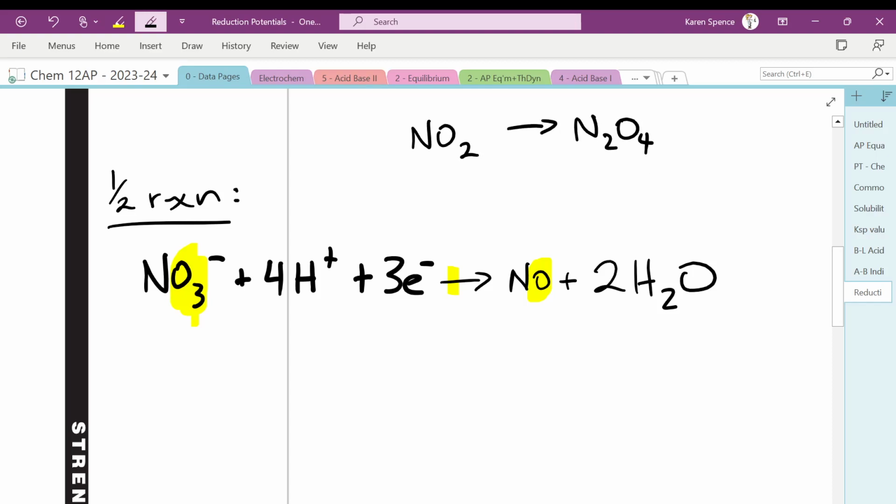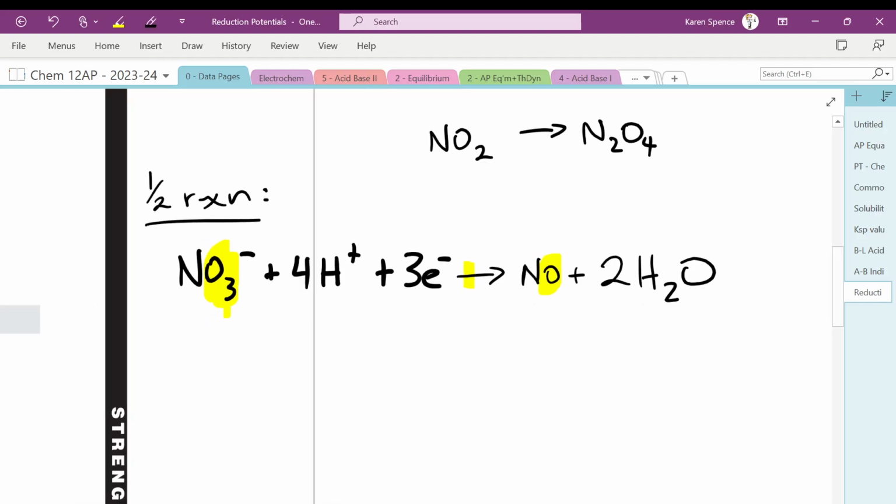This one might look like it's been oxidized. Has it been? No, because the ratio of oxygens to nitrogens is the same. But in this one, you could tell just from looking and saying, oh, I've got less oxygen, so it must have been reduced. If you stick hydrogens onto something, that also is reduction.